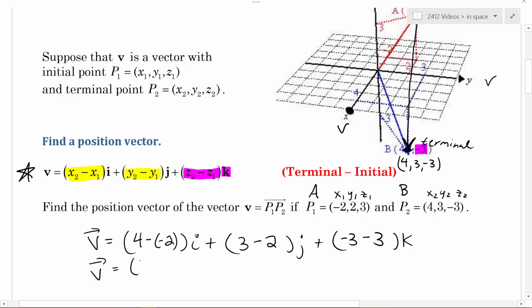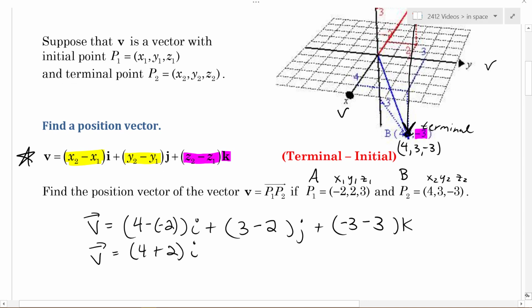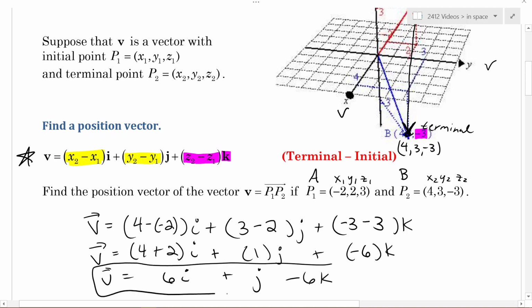Okay, now I'm going to simplify, so that's 4 plus 2 in front of i, so that becomes a 6i. 3 minus 2, that's a positive 1, so that's plus 1j, or just plus j. That gives me negative negative 3, that's a negative 6k, so that's minus 6k. So there's the component form of that vector. So now we actually have 3 different movements.